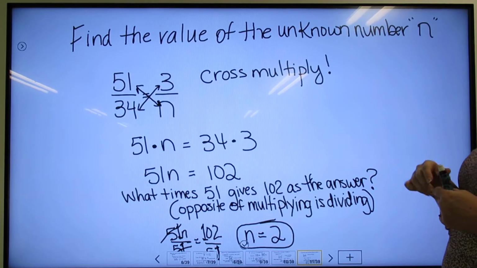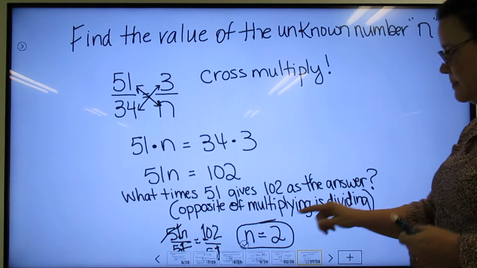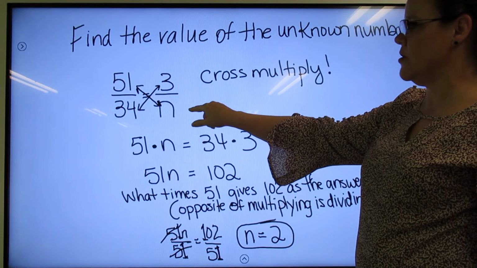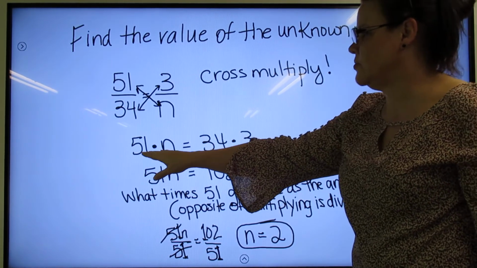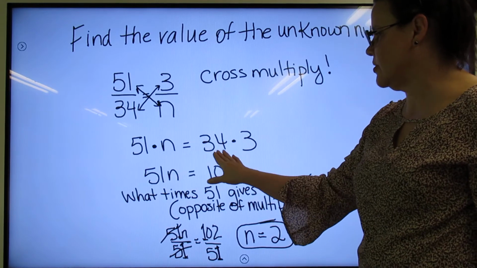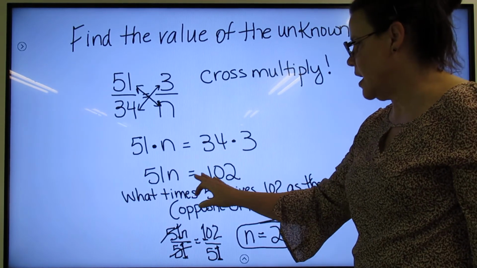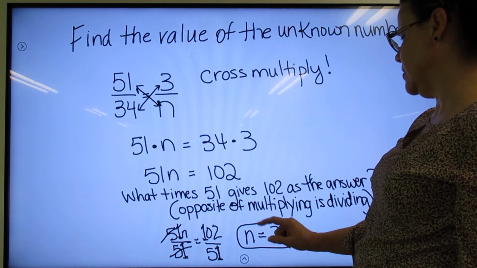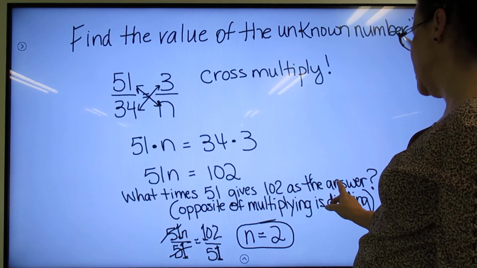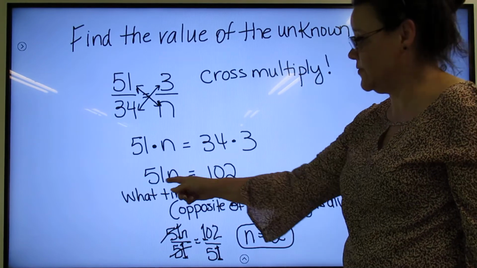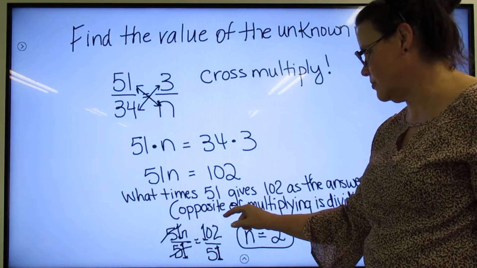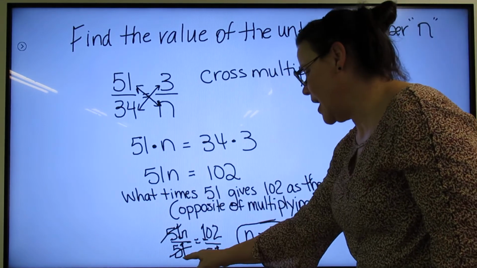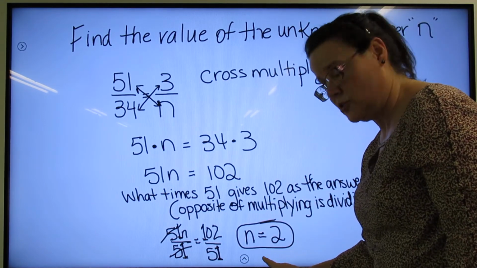Again, cross multiply. This is just another problem that I put up there. So 51 over 34 equals 3 over n. And you would do 51 times n, 34 times 3. Divide by 51, and you would get 2. What times 51 gives you 102 as the answer? That's what it's asking, right? 51 times n. The opposite of multiplying is dividing. So I divide by 51, and I get a 2.